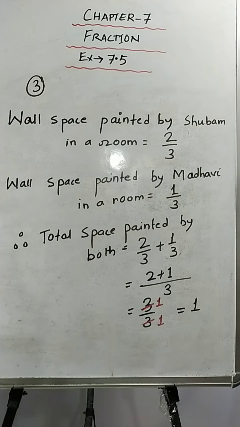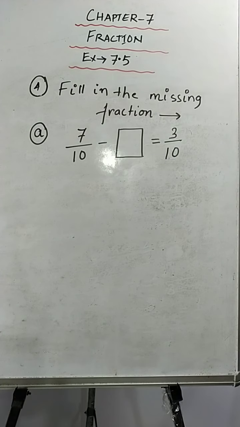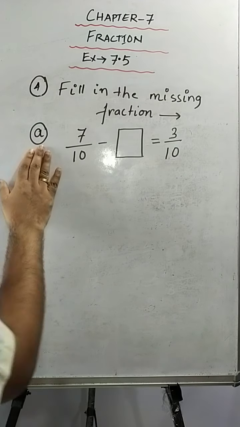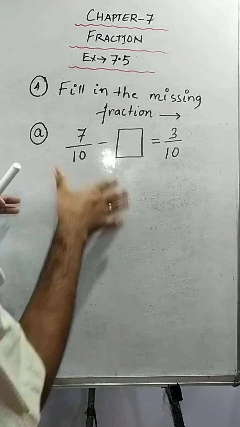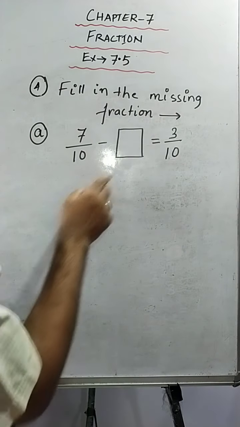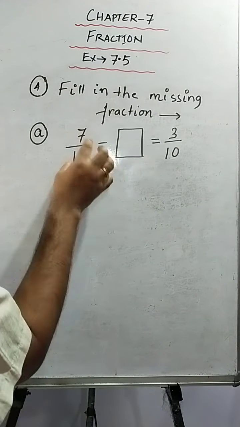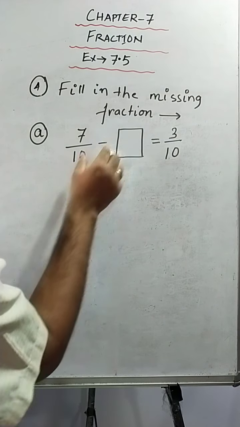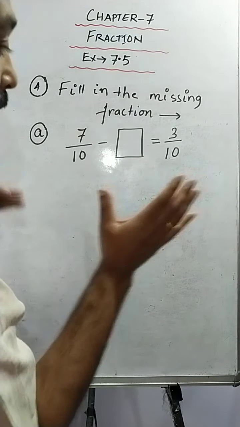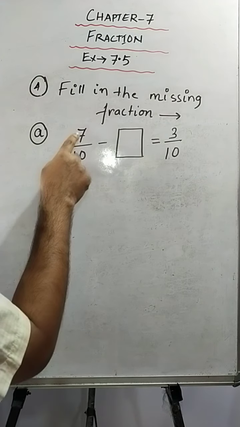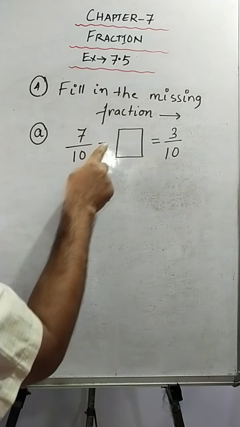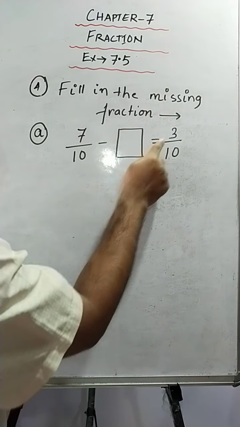Now let's move on to question number 4. Now question number 4, sum number A. In this question number 4, we have to fill in the missing fraction. See, one box is given, so you have to put an appropriate fraction so that it satisfies this whole thing. Okay, so what is the thing given? 7 by 10 minus the missing fraction is equal to 3 by 10.